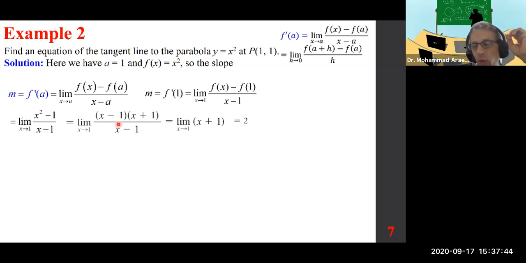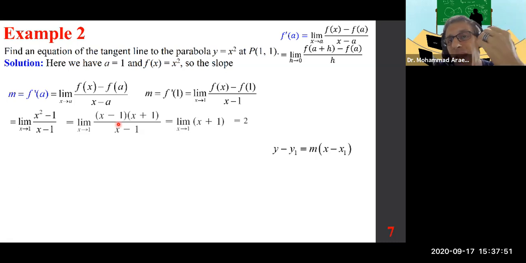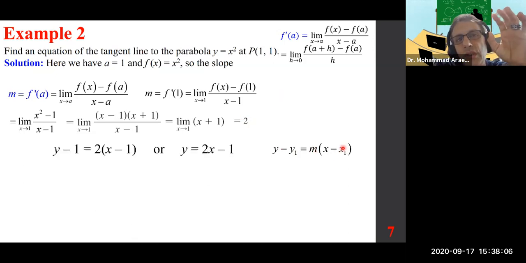Y minus y1 equals m times x minus x sub 1. You don't have to memorize the formula that was on the first page. It's the same formula, point slope. So y minus y1, which is 1, equals m times x minus x sub 1, which is also 1. And in calculus, unless otherwise mentioned, we always put it in slope intercept form, y equals mx plus b.